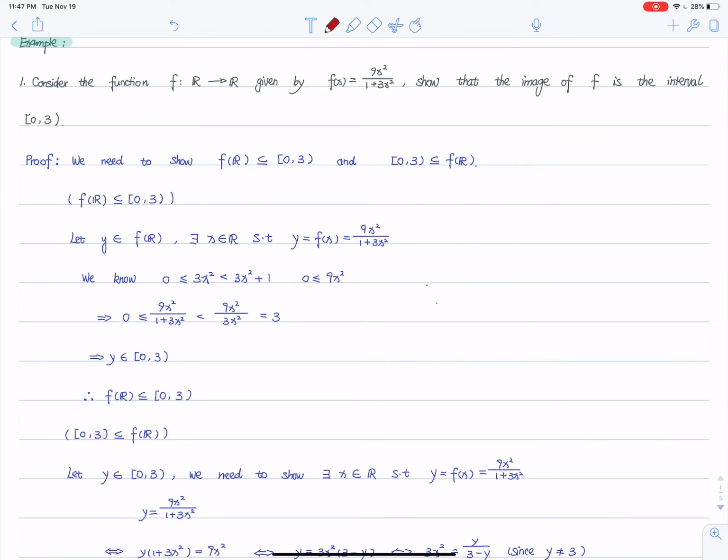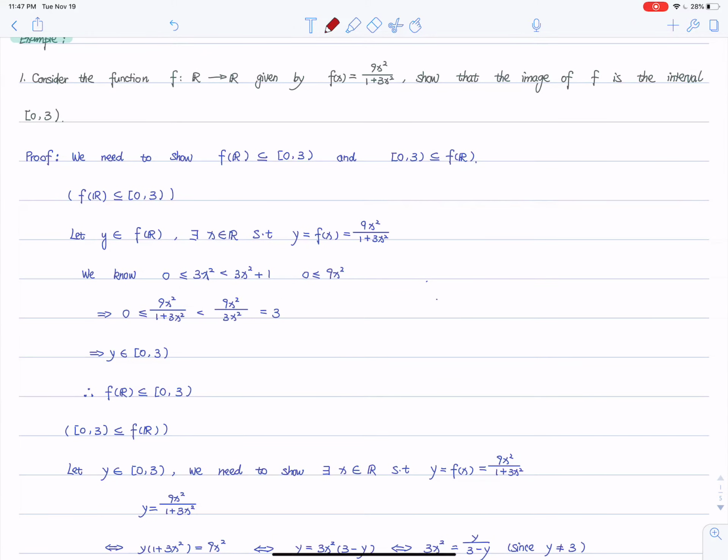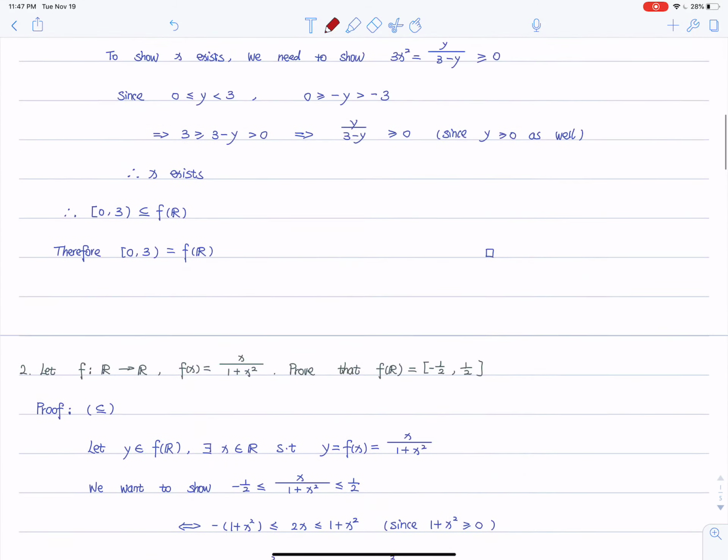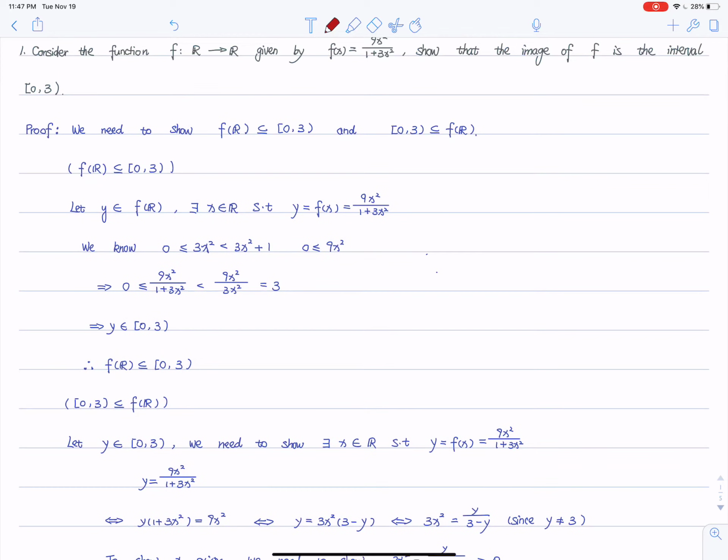I actually have two examples for image questions, and I proved those two using different ways because I want to show you there are different ways to prove the same question. I don't need you to know all the different types of proof. As long as you know one and make sure you know exactly what you need to do, you're fine.